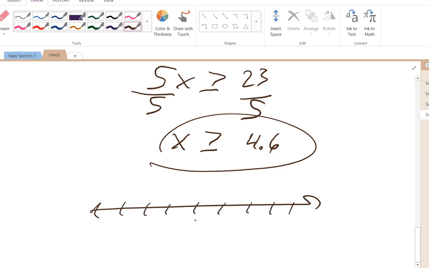Since it's a decimal, I'm just going to go 4, 5, because 4.6 is going to be between there somewhere. I'll put my solid dot this way. And then again, this is pointing the direction you're going to shade. So it looks like that. However you want to shade it doesn't really matter.